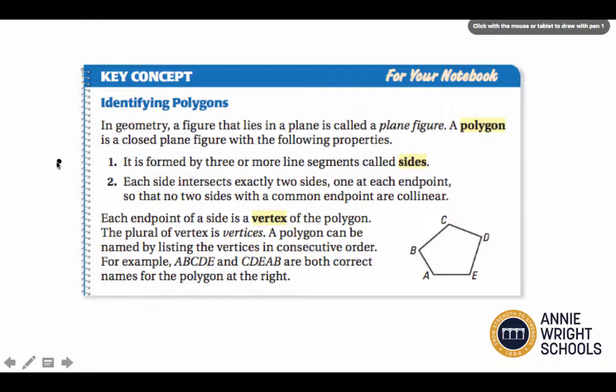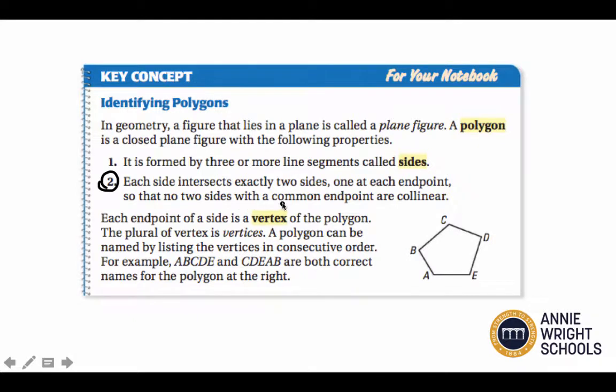In geometry, a polygon is a plane figure, meaning it exists inside a plane. It's closed and has the following properties. It must be formed with 3 or more line segments, and those are called sides. This is pretty important, number 2, that people forget about. Each side can only intersect exactly 2 sides, and they have to be at the endpoints.